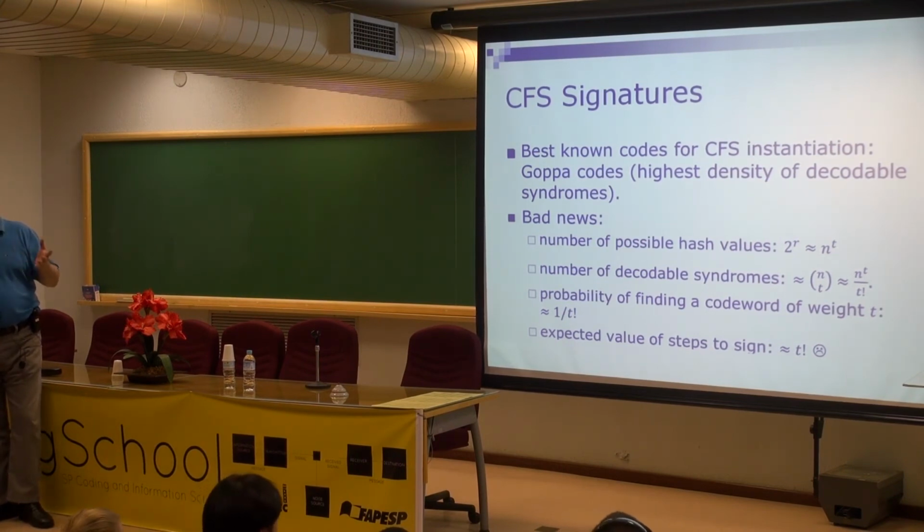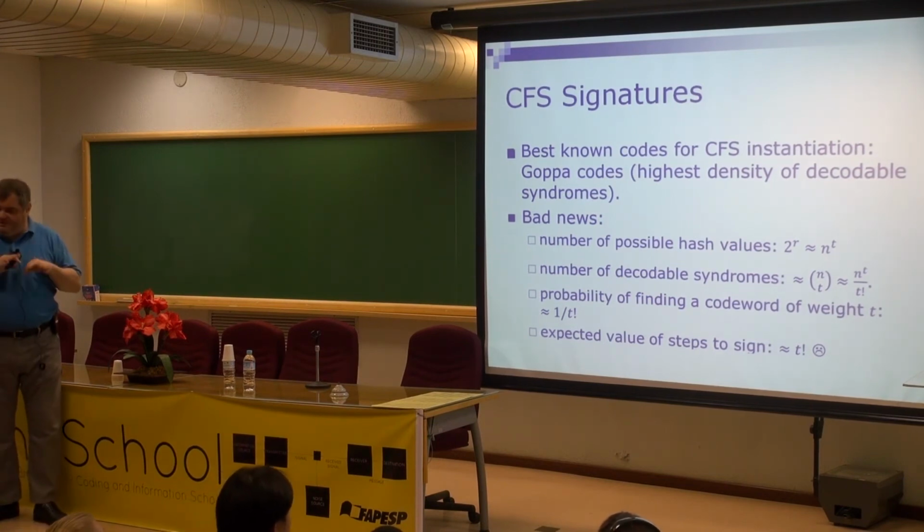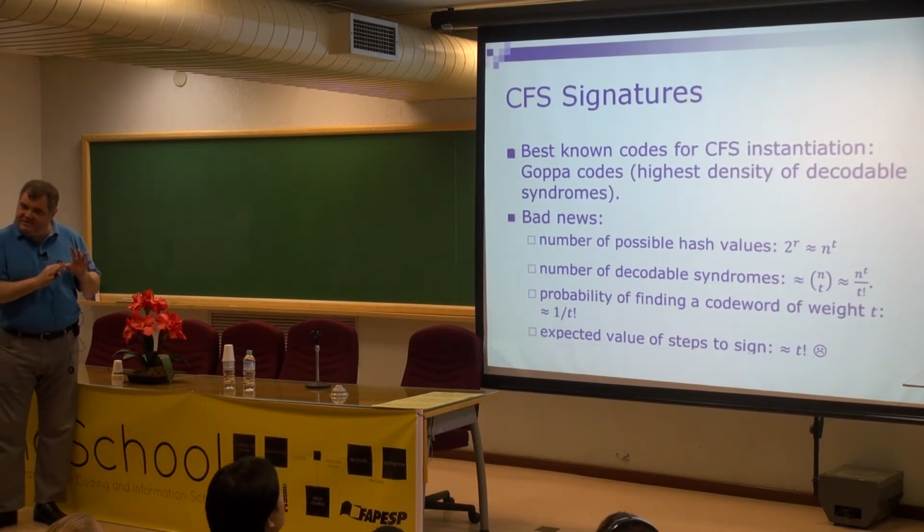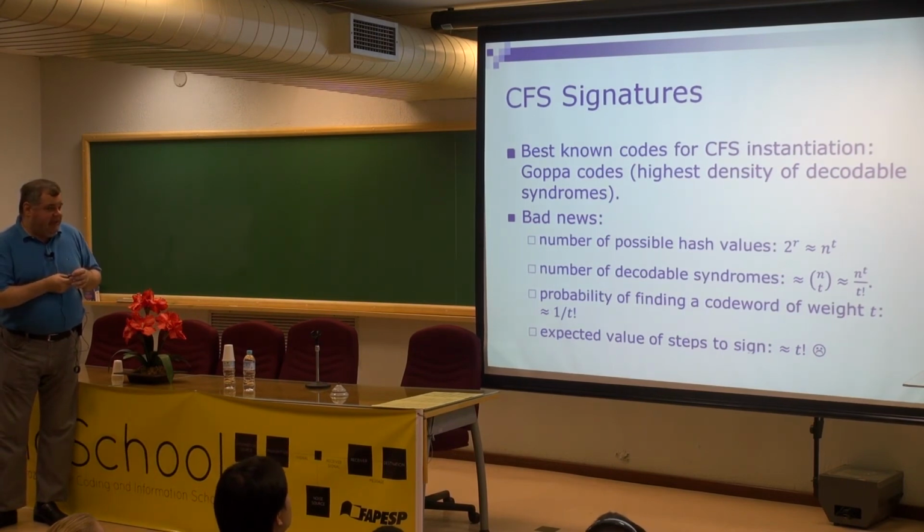When you compare with the density of decodable syndromes in other families of codes for which we know how to securely hide the corresponding trapdoor, GOPA codes are the best available. At least to my knowledge, it's possible that by now someone has designed some other family of codes that satisfy all requirements. I'm not aware of anything of the kind, so GOPA codes are still the best. But they have a problem.